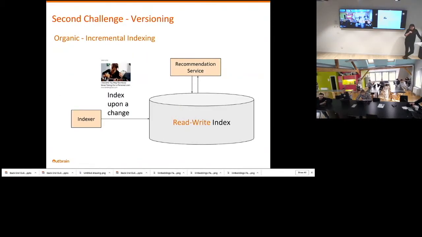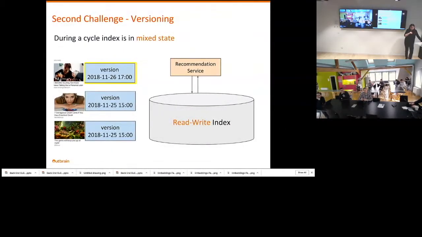The more complex scenario is our organic stack. Why is it more complex? Because we have an incremental indexing strategy. It means that we have a read-write index, and we are constantly updating documents in this index upon any change that appears in the document. The problem is that when there's a cycle of such updating, we can have mixed versions in our index, because some documents were already updated with the most recent version and some were not. And this is not a standalone index that we're not using. This is actually our live index, so we can't afford to have this mix.